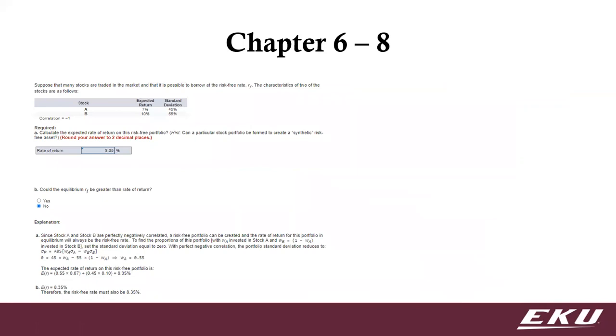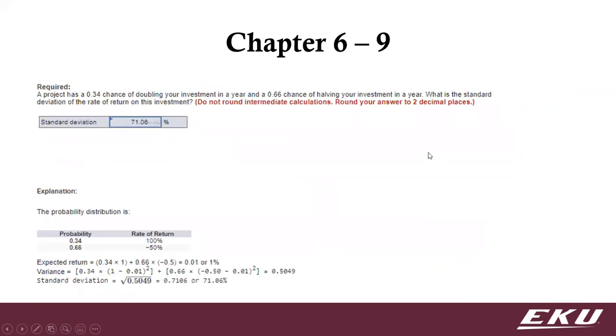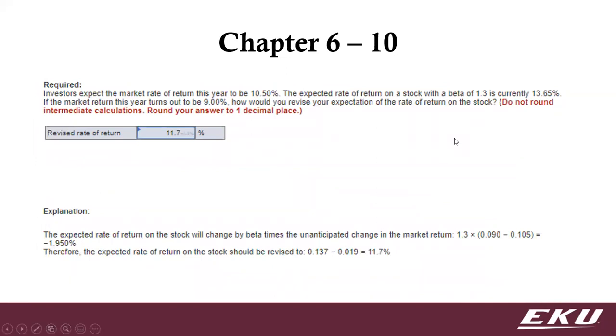Okay, here's problem 8 and its answer. This is a correlation of -1, so they're perfectly negatively correlated. So that would allow you to get that risk-free rate. Here's 9. Here's 10.